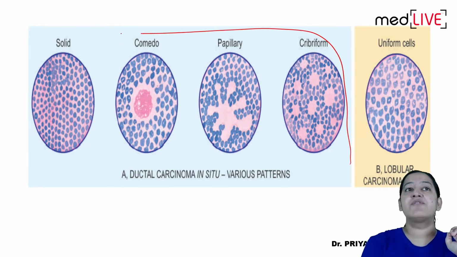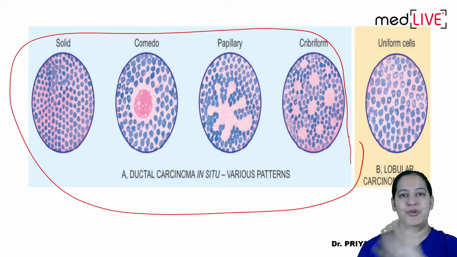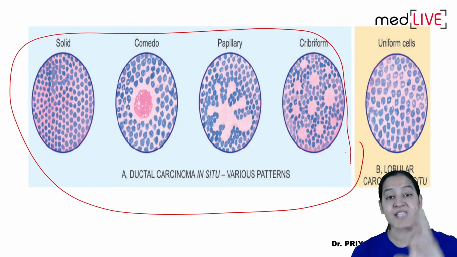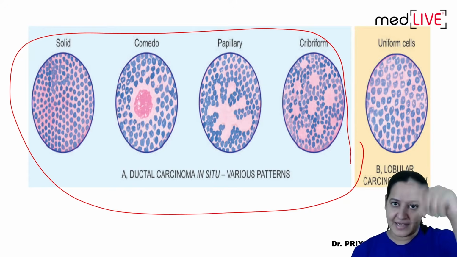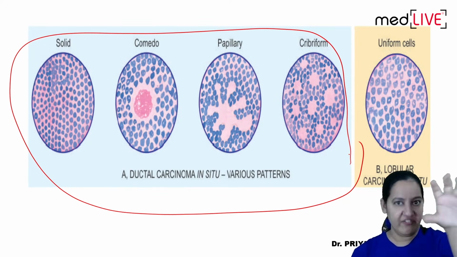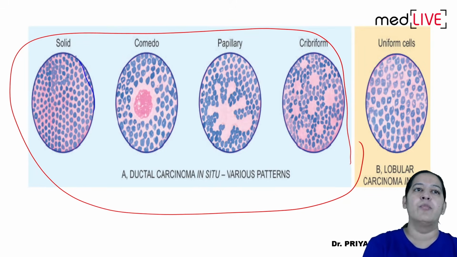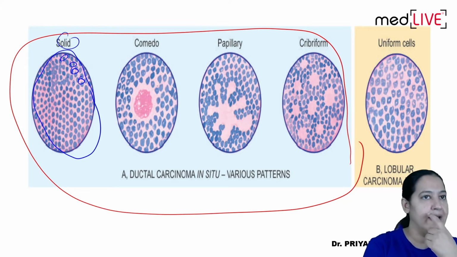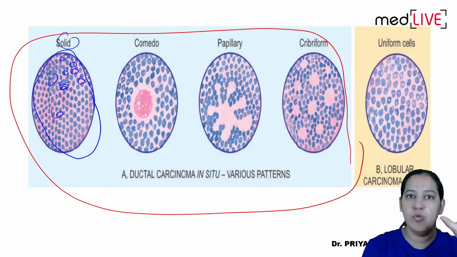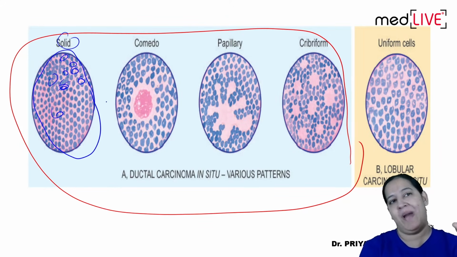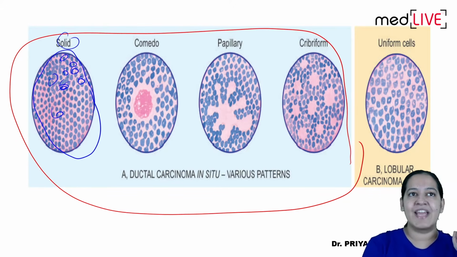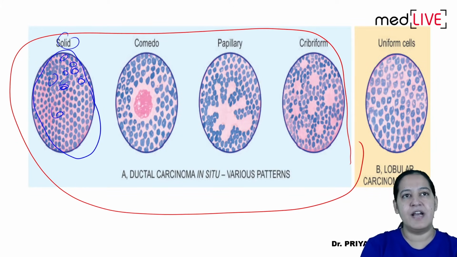You can see the first four diagrams. Don't see the last one. DCIS has four patterns. This is a duct. This is the lumen of a duct filled with tumor cells. If tumor cells are entirely filling the lumen, it is known as solid pattern. Dysplastic tumor cells are filling the lumen of the duct entirely, pack to pack. This is solid pattern.